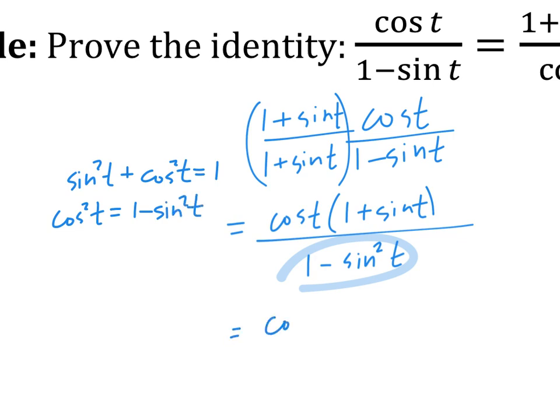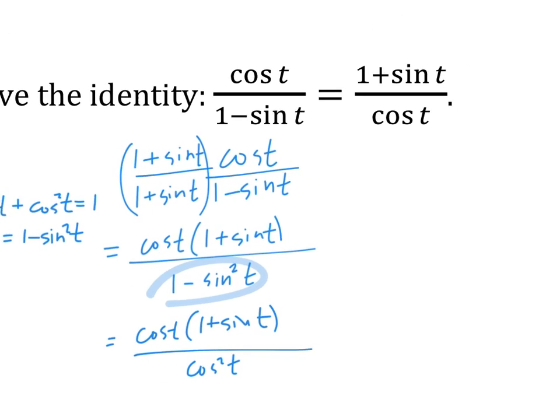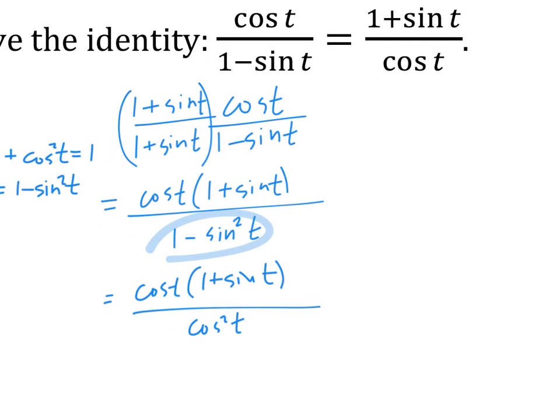Okay, so not changing the top at all. Change this bottom part to cosine squared t. Look at the target again. Okay, I'm very close. Just cancel that. And then I get 1 plus sine t over cosine t.